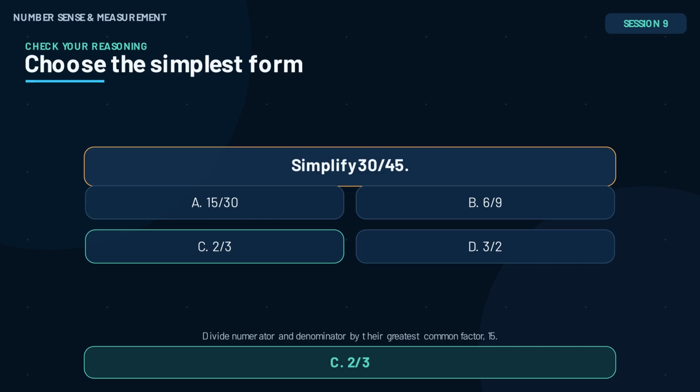Checkpoint. Simplify 30/45. The greatest common factor of 30 and 45 is 15. Divide both by 15 to obtain 2/3. 6/9 is equivalent, but it is not simplest because 6 and 9 still share a factor of 3.